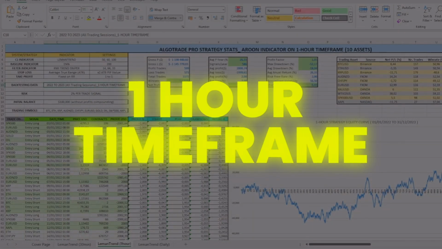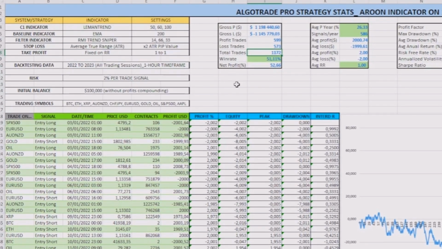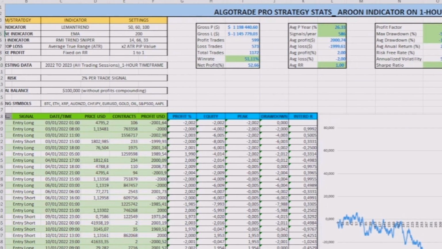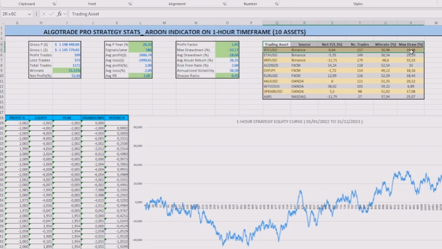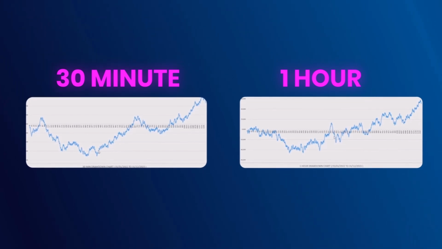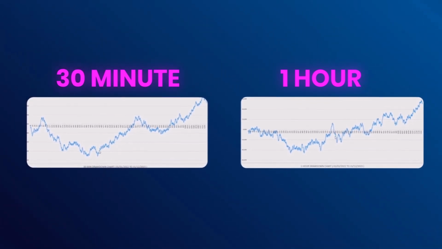Next, in the 1 hour time frame, after 1,172 trades, the indicator achieved again a win rate above 51% and a net profit of 52%. Again, here you can find other metrics and also the results from every asset. Looking at the equity chart, it was similar to the previous one. It was profitable but not very consistent.